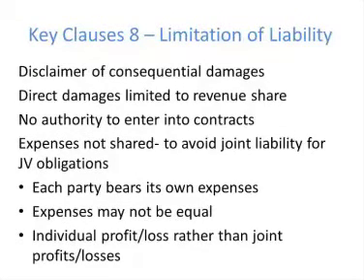Key clause 8, and this is a collection of clauses all dealing with limitations of liability. There should always be a disclaimer of consequential damages that applies equally to both parties. And typically you should expect to see a direct damages limitation limited to the revenue share that's payable or paid. And our JV agreements have each of these clauses.